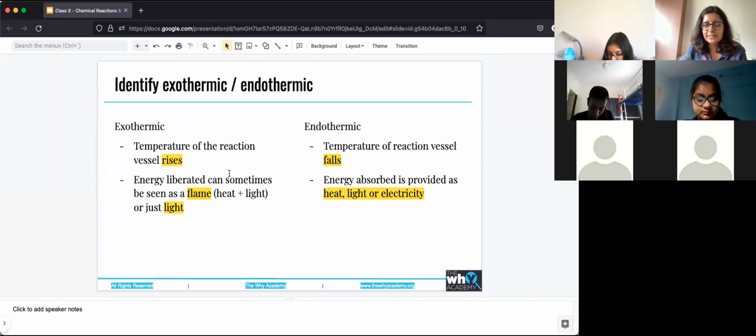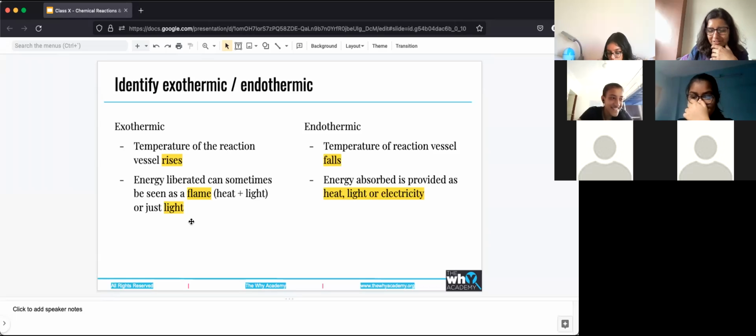Okay. This is what we discussed, the points that we discussed. Exothermic, the temperature of the reaction vessel rises, and what will the observation be? You can see it as a flame, heat energy, light energy. Or only light is also possible. You guys must be on the internet, no? You must be scrolling Instagram, Twitter, whatever. Have you guys? No, ma'am. Yes. Okay, if at all you've seen it on the internet, have you seen this?